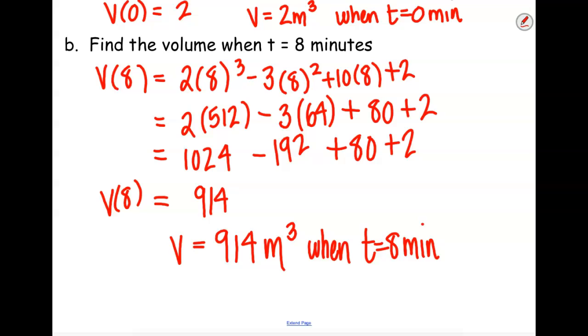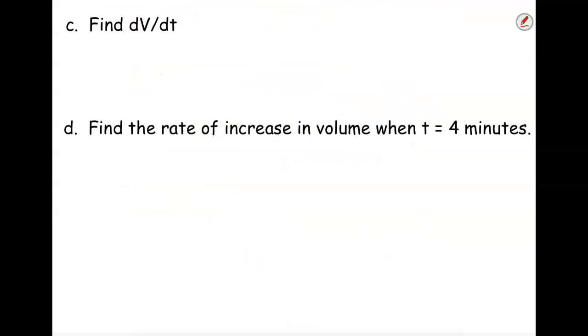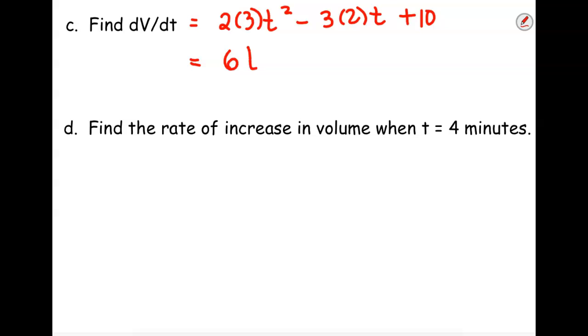Part C. Find the derivative function. So we're going to use our power rule. We're going to bring down that 3, subtract one from our power. Bring down the 2, subtract one from our power, and then drop our t. Simplify it. So this is our derivative function.